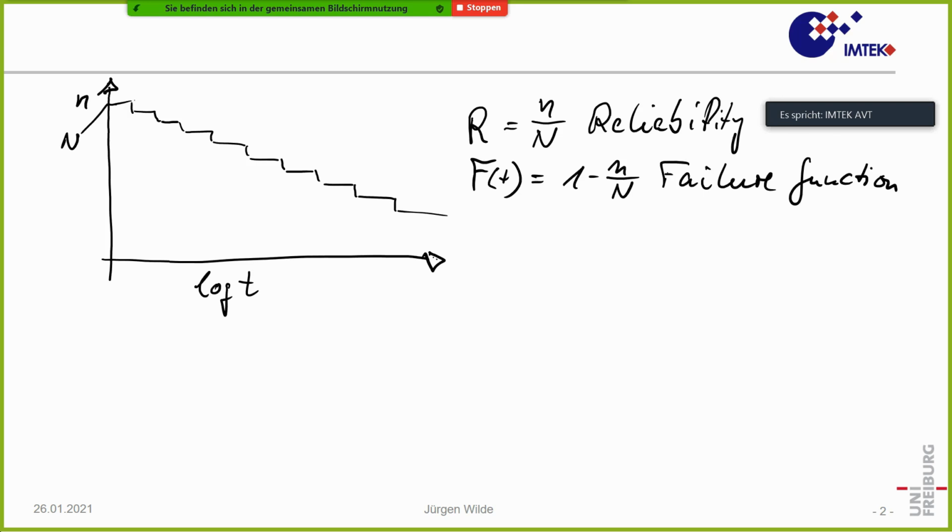Then we have the so-called density function, in German Dichtefunktion. For instance, that's a bell-shaped function in many cases, and here we derive the failure function by time, and we get the first derivative of this. But that is not yet the failure rate.